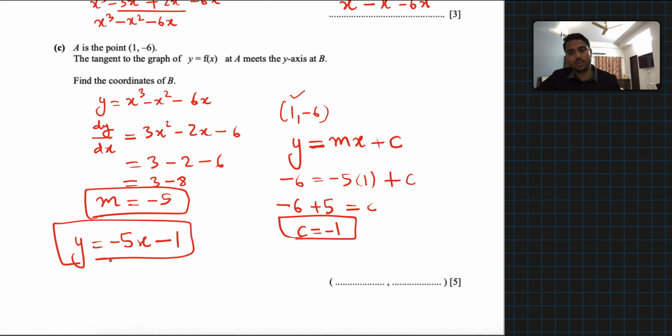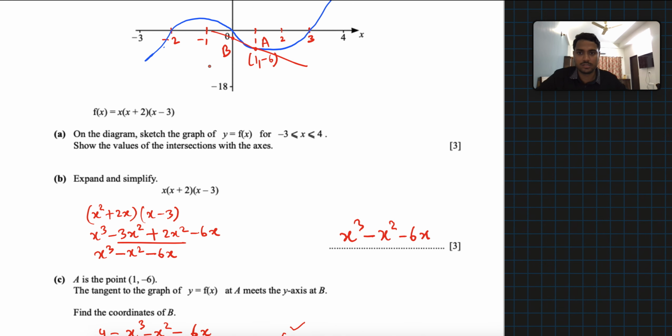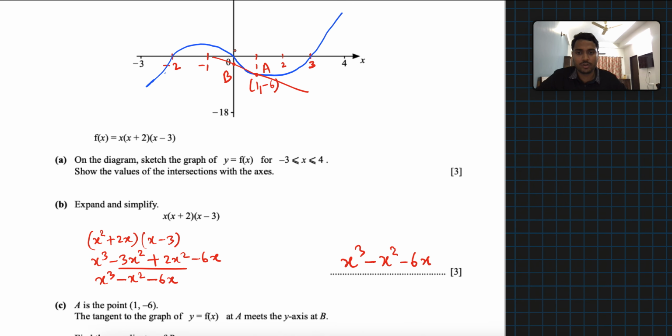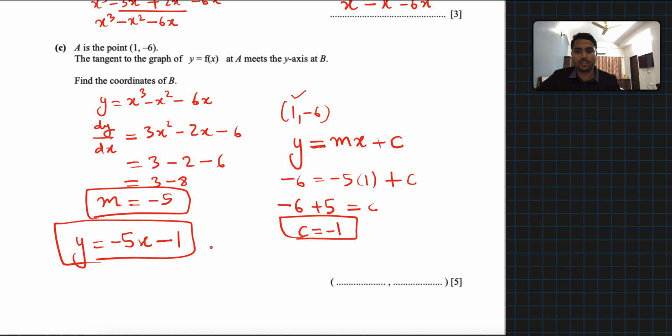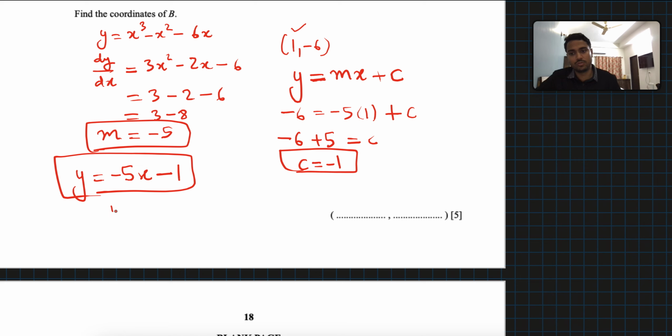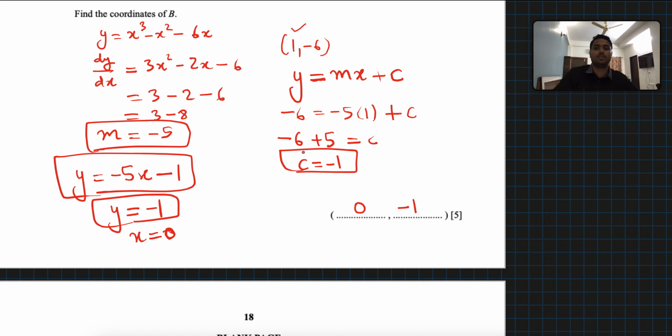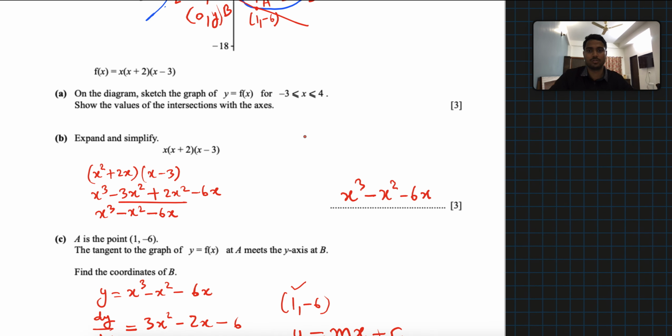This is going to be the equation, and on the y-axis, the x component is definitely going to be 0. So this is 0 comma y. We have to find y when x is 0. So y equals, this part is 0, because minus 5 into 0 is 0, and then minus 1. So y is negative 1 when x is 0. So 0 and negative 1 is going to be the answer for this question.